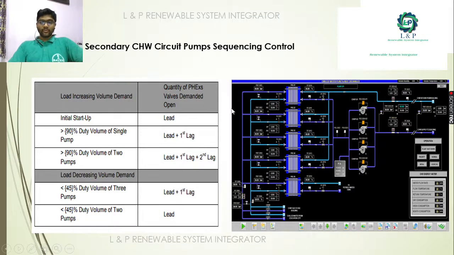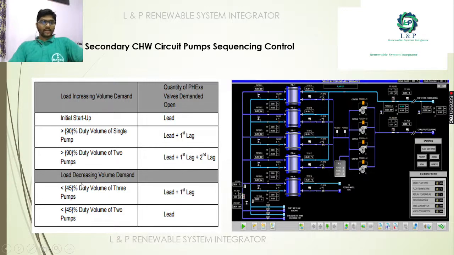Why does the valve play an important role here? Because before enabling the valve, we should not start the pumps. Pumps will start only when the valves are open. After giving any command to the control valves, they should open properly. If we give a command to open 50% and the valve opens 50%, only then should the pump run. If the valve is not opening, we should not operate the pumps.